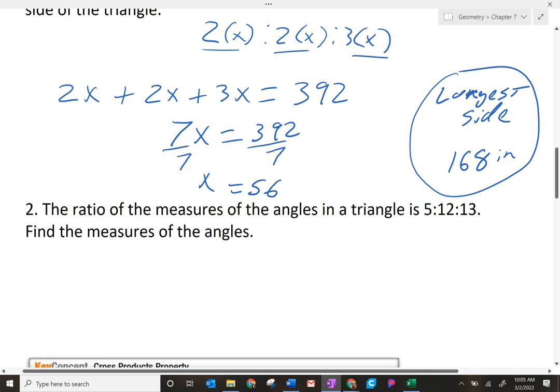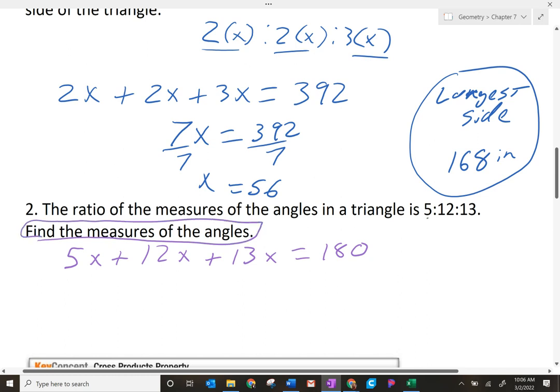How many degrees are in a triangle? 180. Yeah, 180. So I'm going to do that exact same thing that I did before, but instead of trying to find the perimeter where I add up all the outside, I know that all of these ones will add up to equal 180. So I've got that 5x plus 12x plus 13x. That's all going to equal 180 because I'm finding the measure of all the angles.